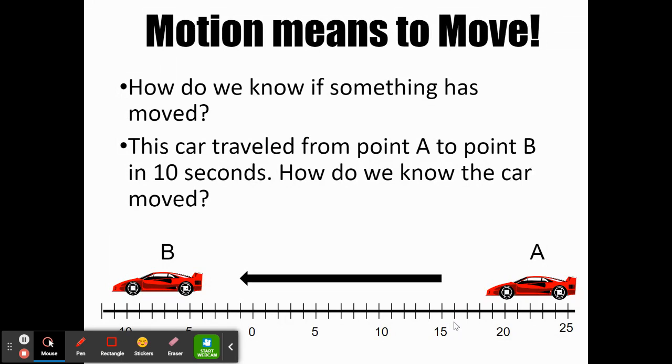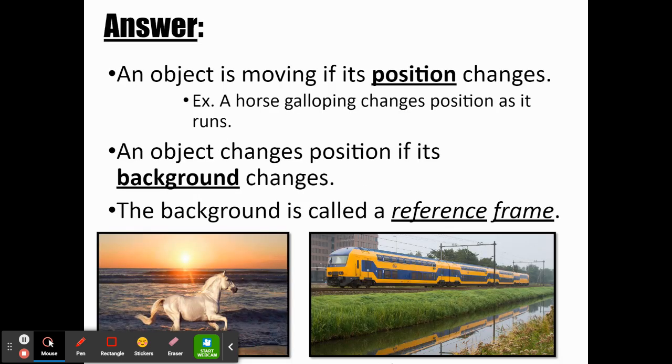All right, so motion means to move. So it's kind of a simple concept, but we're just going to break it down into what it really means. So, how do we know if something moved? If a car goes from point A to point B in 10 seconds, how do I know it moved? Well, the answer is it changes positions. So when you're changing position, that counts as movement.